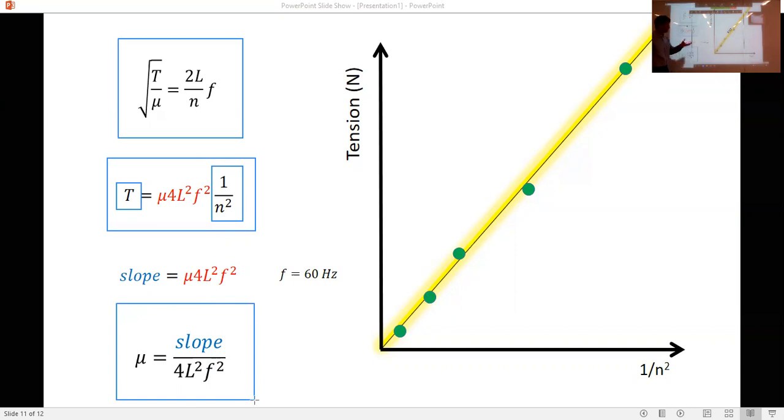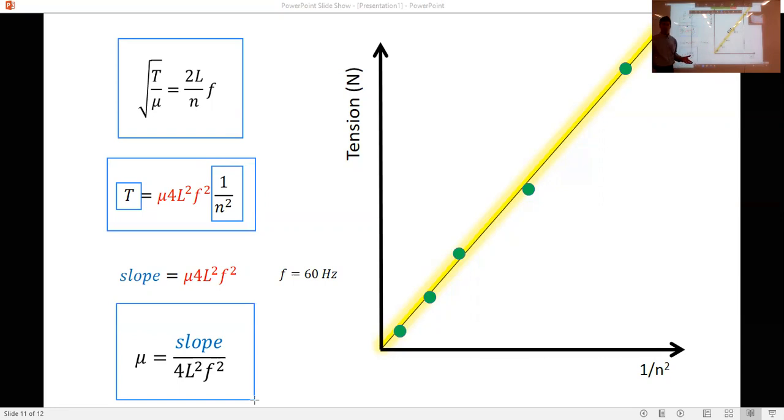do your run, keep changing the tension to get the different values for the standing waves. By the way, this kind of goes backwards. N equals 1 is way up here. N equals 2 is here because we're graphing 1 over n squared. N equals 3 is here, n equals 4 is here, and if you're lucky, you might even get an n equals 5. Okay? That slope gets plugged into here. Divide by 4, L is going to be about 1 meter. Frequency is going to be 60 hertz. Okay? That'll get you your first value for mu.